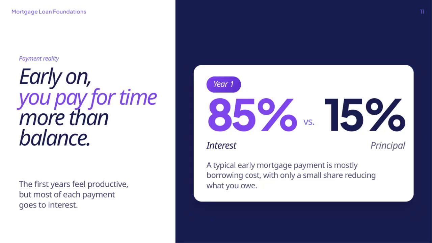When you start paying off a mortgage, it might feel like you're making a lot of progress, but the reality is a bit different. In the early years, most of your payment actually goes toward paying interest, not the loan balance. For example, in the first year, about 85% of your payment could be interest, while only around 15% reduces the principal. So even though you're making consistent payments, the amount you owe doesn't drop quickly at first. This is an important thing to understand because it means the cost of borrowing is front-loaded and your equity builds more slowly in the beginning.